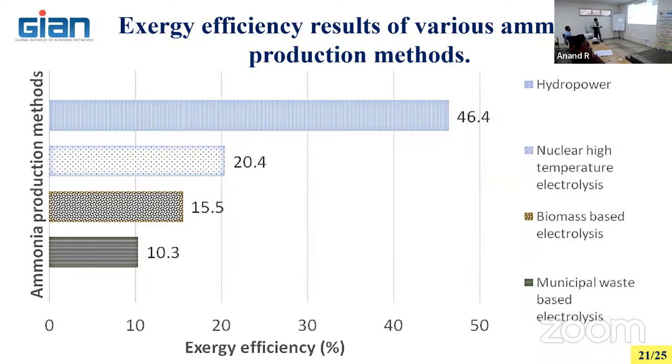So you can say for hydropower, the work potential is going to be very high. Suppose we are producing, I can say 100 as the input, the output is 46.4. So the conversion is about 46.4% from the input. Then the nuclear is about 20.4, biomass about 15.5, and I can say ammonia is 10.5.